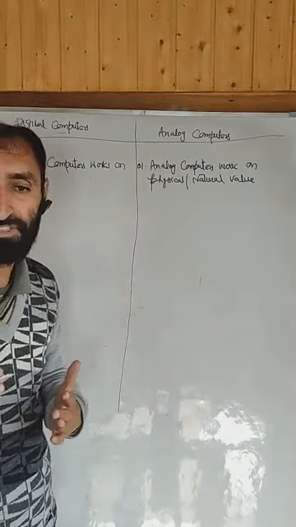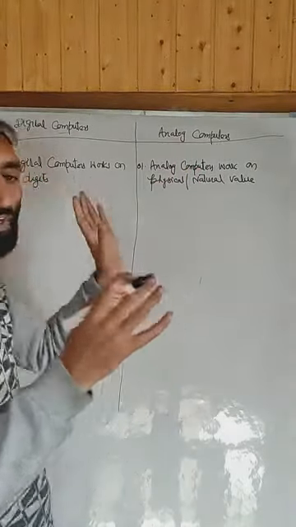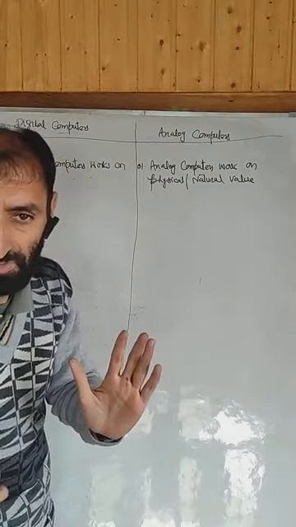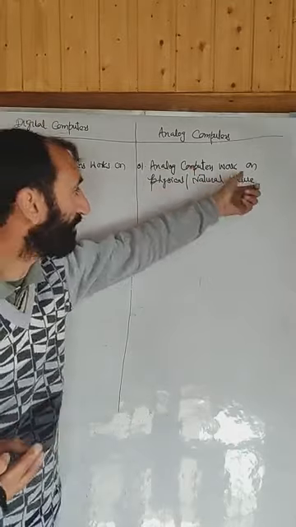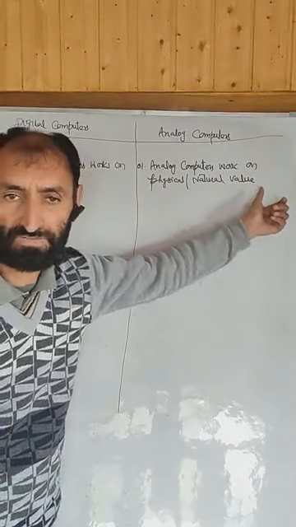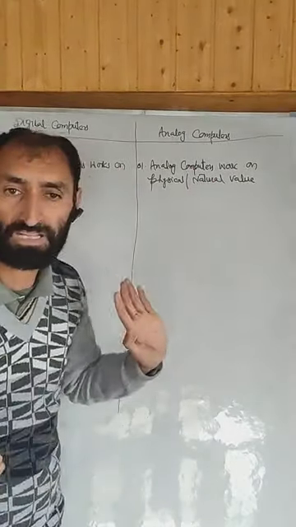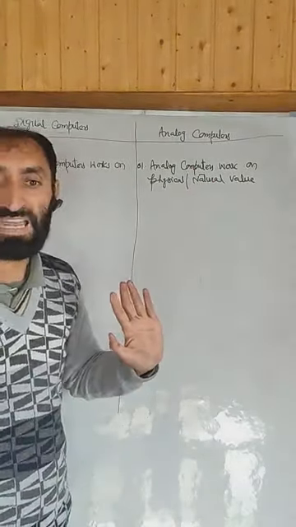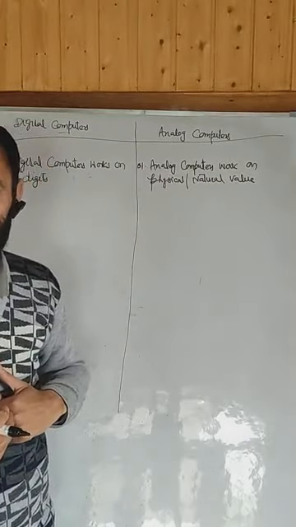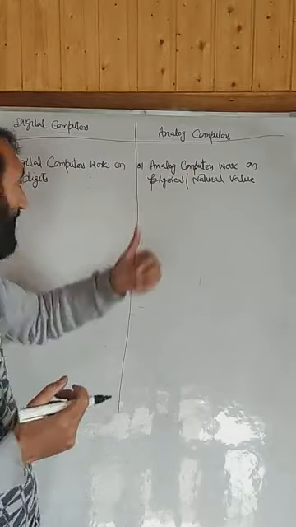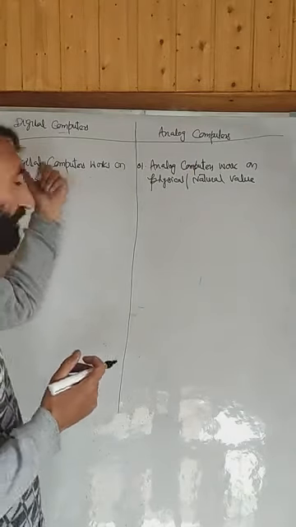What is the difference between digital computers and analog computers? The digital computer works on digits. That means they operate on digits. Digits means numbers, whereas analog computers work on physical or natural values. For example, length, temperature. These are analog physical quantities, natural values, whereas digital computers work on digits.